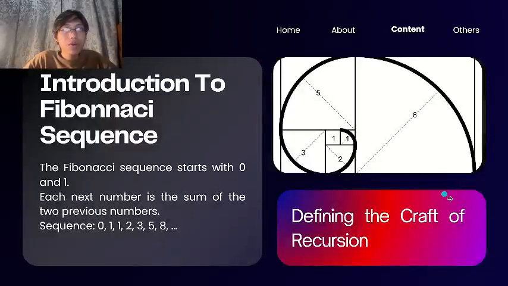Now, let's talk about another example, the Fibonacci sequence. The Fibonacci sequence is a series of numbers where the first two numbers are 0 and 1, and each next number is the sum of the two previous numbers.